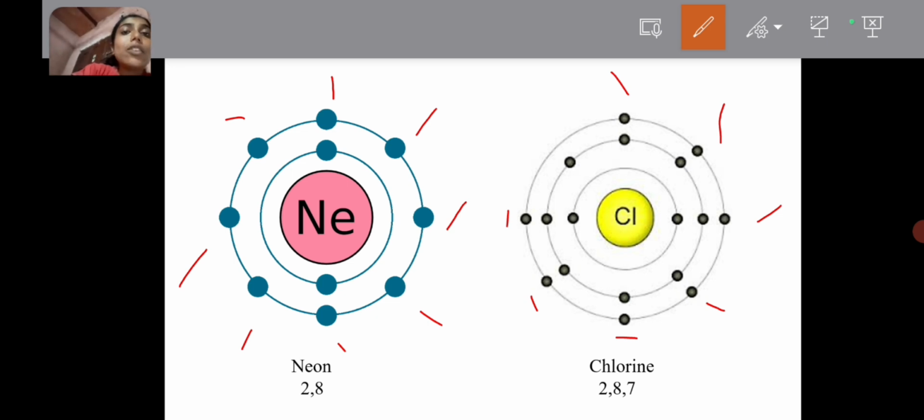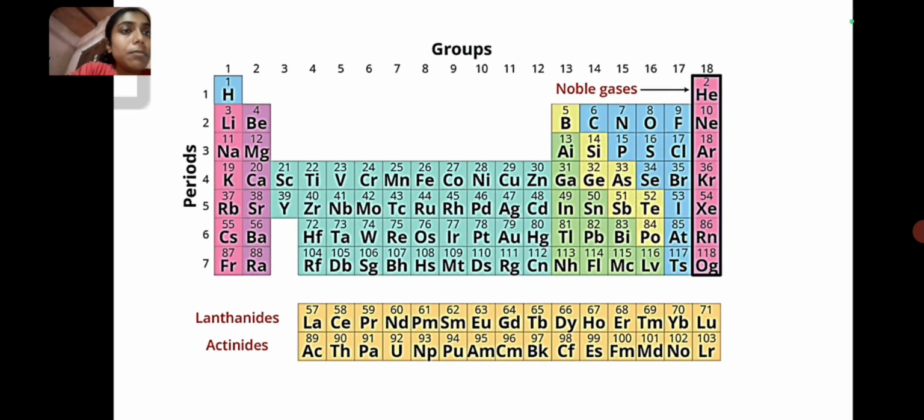Neon belongs to the noble gases. The group 18 elements in the periodic table are known as noble gases, that is helium, neon, argon, krypton, xenon and radon. They all have the noble gas configuration, that is, they are stable. As they are stable, they do not participate in chemical reactions.